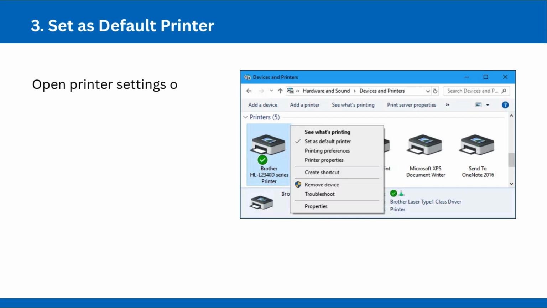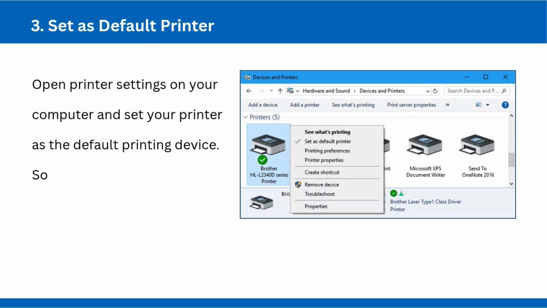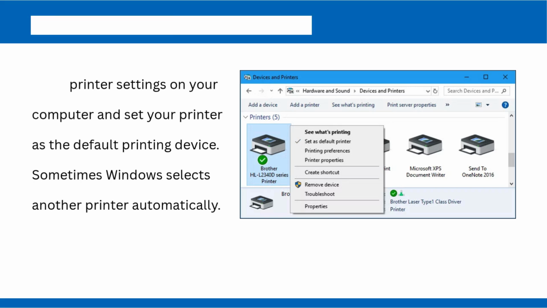3. Set as default printer. Open printer settings on your computer and set your printer as the default printing device. Sometimes Windows selects another printer automatically.